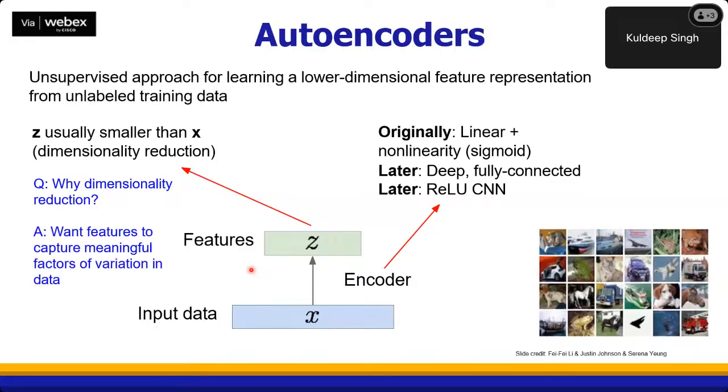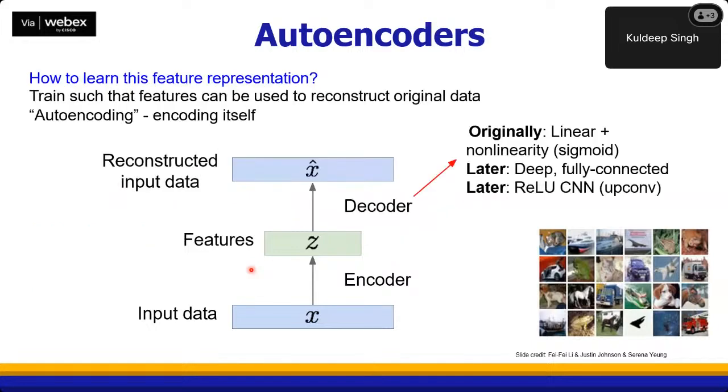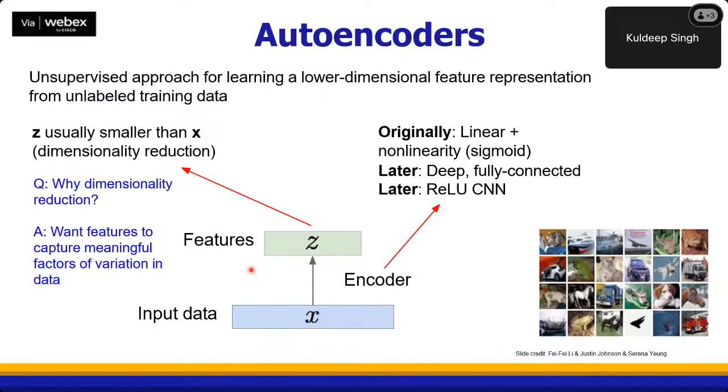Now, I just answered your query: why dimensionality reduction? We want features to capture meaningful factors of variation in the data. We are only considering the axes which have maximum variation in the data. So what do you get here? As an encoder, you take X as the input, and then you get Z, which is of lower dimension. That's the output of the encoder.